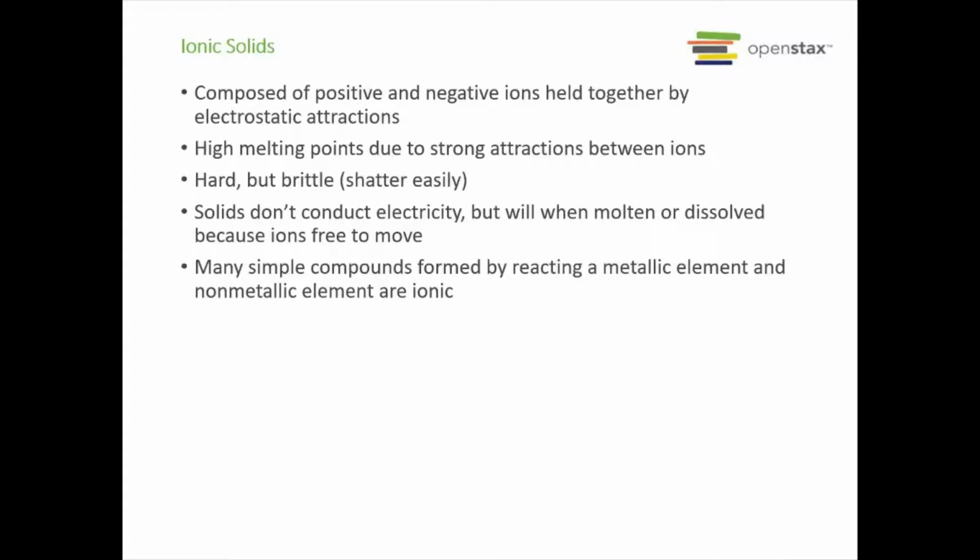And a lot of these ionic solids are made by reacting some type of metallic element, one of our metals, with a non-metallic element. And this forms, generally, a nice ionic compound with the properties of an ionic solid.